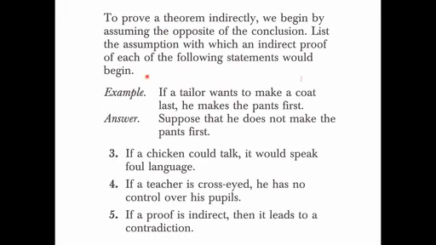All right, so here we go. This first one is just getting you started on indirect proofs. If you're going to prove a theorem indirectly, you begin by assuming the opposite of the conclusion. So list the assumption you'd use to start an indirect proof. Here's an example. We're trying to prove that if a tailor wants to make a coat last, he makes the pants first. All right, well, indirectly, if we're trying to prove he makes the pants first, let's suppose the opposite. Suppose he does not make the pants first. And that's as far as he takes you with these first couple. So look them through. Try to get a start to an indirect proof.